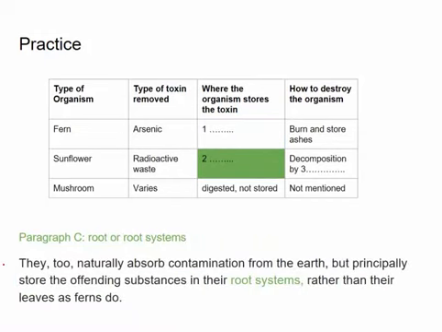Now let's look at number 2. Okay, so where do sunflowers keep their toxins? Where do they store this stuff? Different spot than ferns do. We get that answer down in paragraph C then. Okay, that's the paragraph discussing sunflowers in depth. It says, they too naturally absorb contamination from the earth, but principally store the offending substances in their root systems. Okay, so acceptable answers would be root or root systems for this one, based on what we see here from paragraph C in the text.